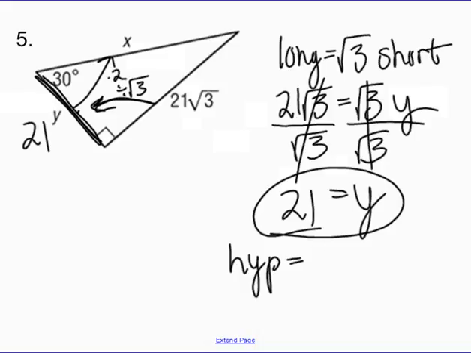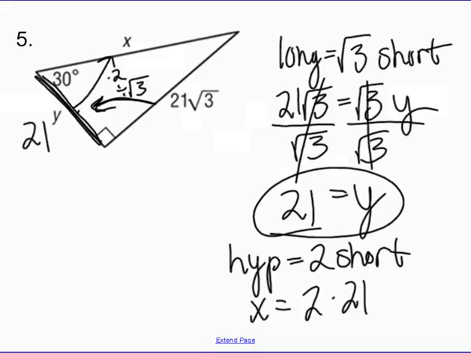If I didn't, I can use the formula route. The hypotenuse is 2 times the short. That's exactly what I just said. Hypotenuse x equals 2 times the short, which is 21. So my answer is 42.